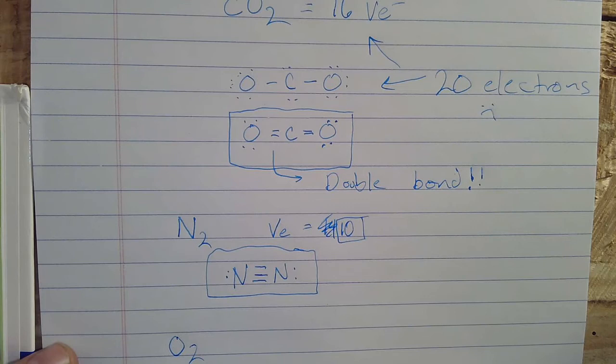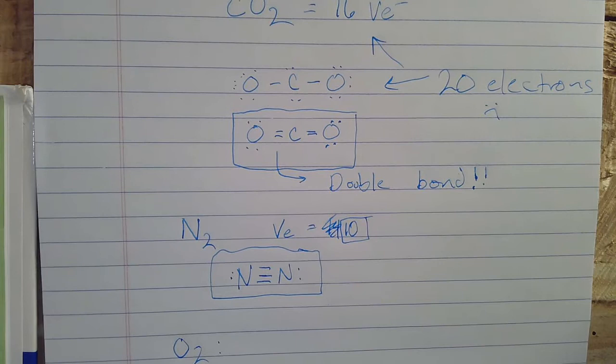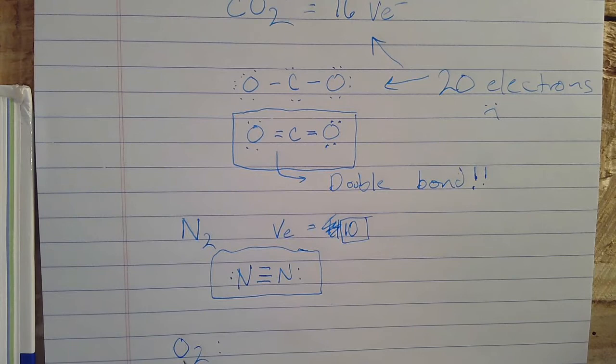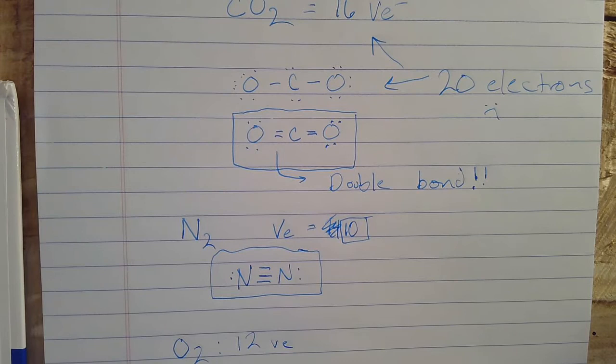So if I were to put six here and six here, O2, if we look at oxygen, I'm second guessing myself, oxygen is in the sixth column, so this is going to have 12 valence electrons. So the correct, if we had this, it would be six here, six here, and that would give us 14 electrons. It's too many.